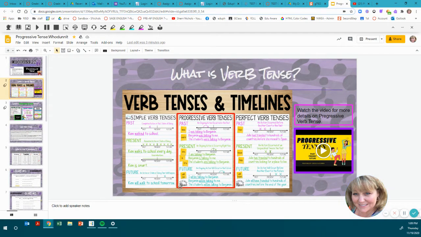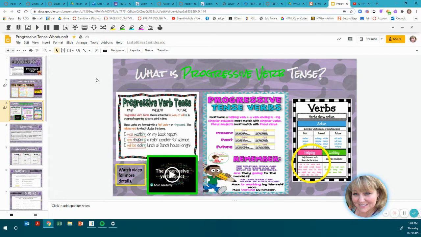Then we have what's called future progressive. With future, it's events that will be happening in the future. So I will be talking to Benjamin. Benjamin will be talking to me, and the students will be talking to Benjamin. So past, present, future. There's a few rules that go along with progressive verb tense. Of course, we have was for past, am for present, will be for future.